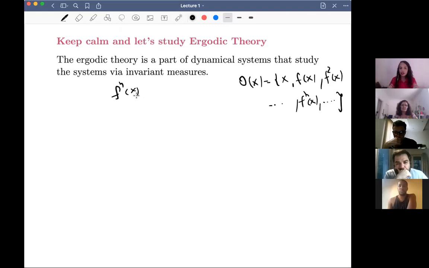And these measures are going to be called invariant measures, and we are going to study them later. Okay, so that's the main goal. We cannot study all the points, but you can study some, and you can obtain some information via measures.